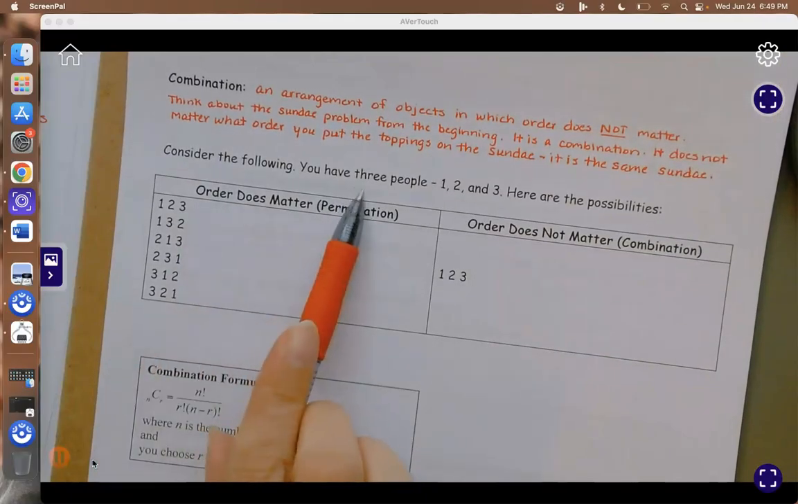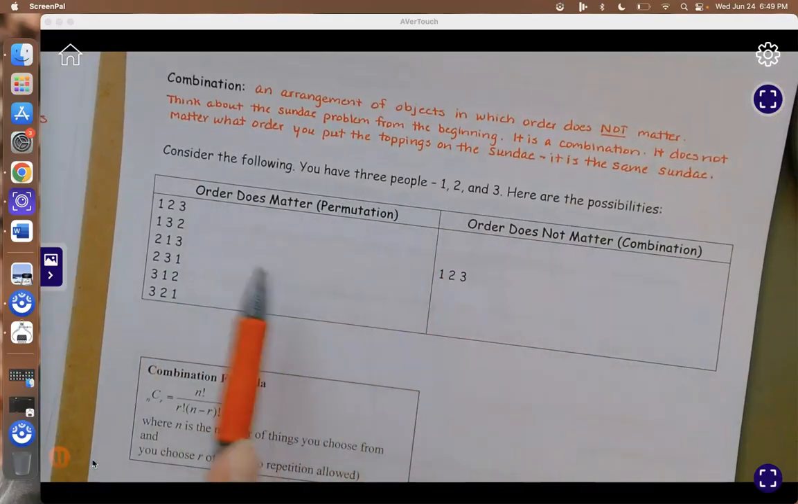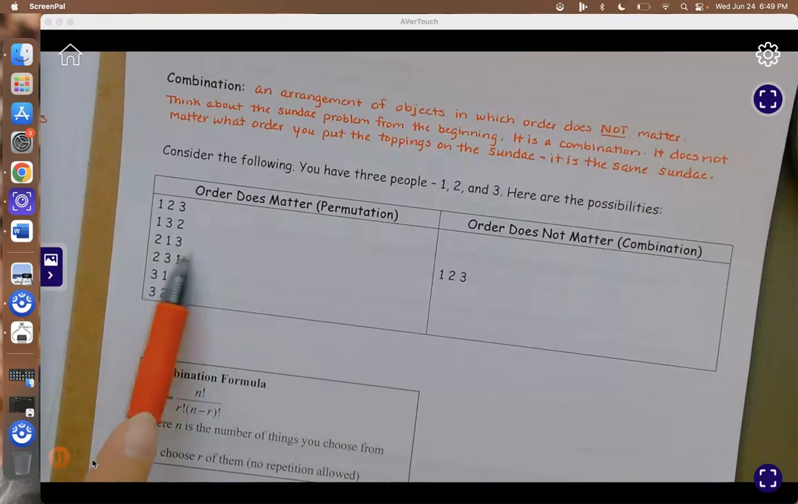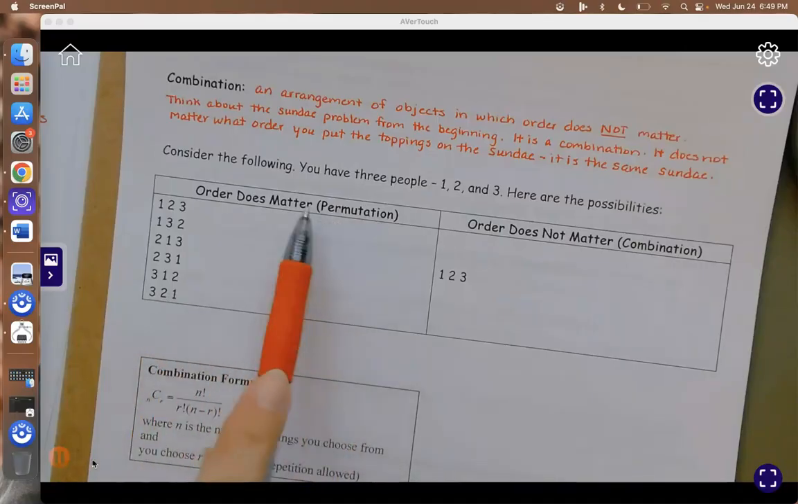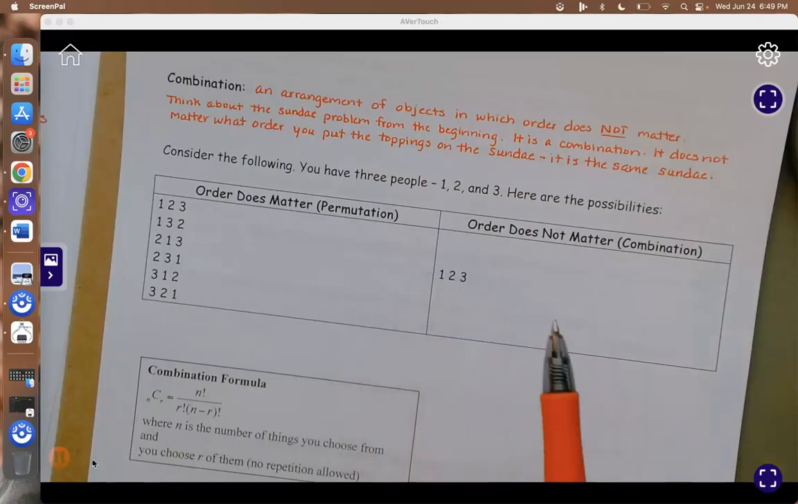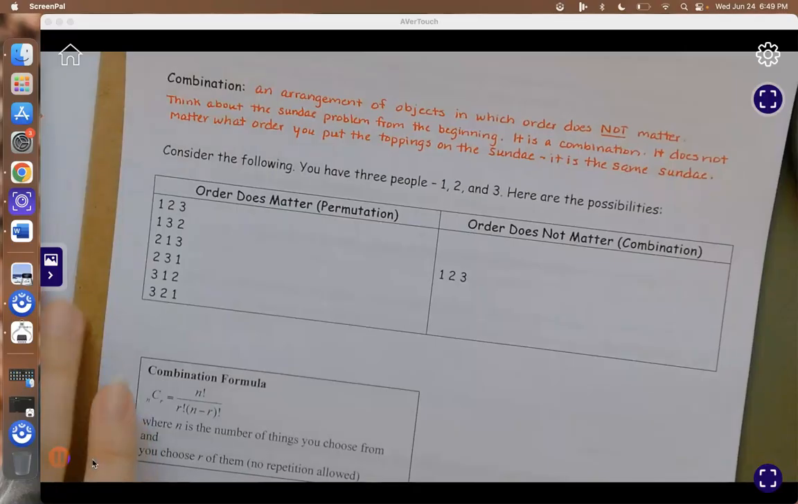So combinations, I have to stop and think, to the average person, does this matter? Okay, so let's look right here. Consider the following. You have 3 people, 1, 2, 3. Here are the possibilities. If order doesn't matter, I can do 1, 2, 3, 1, 3, 2, 2, 3, 1, 2, 3, 1, 3, 1, 2, 3, 2, 1. If order doesn't matter, I've got those 3 people. It doesn't matter what order they're in. I've got them.